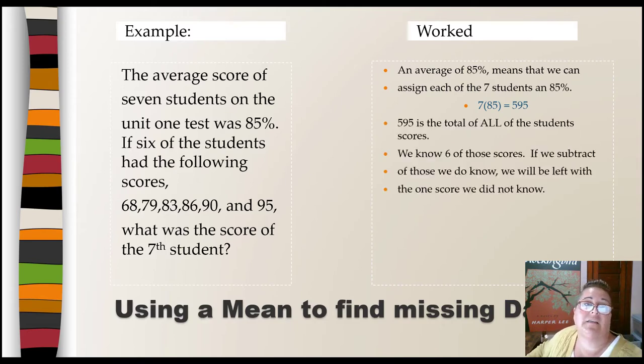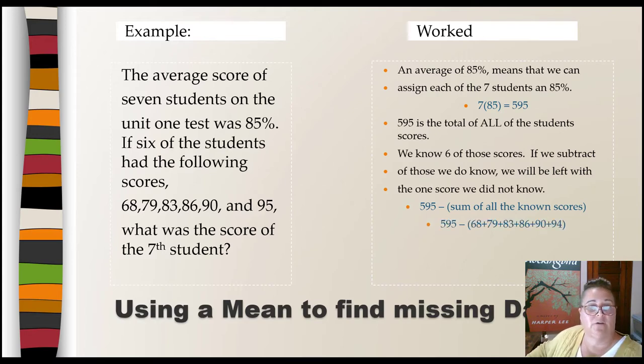I know 6 of those scores. So if I subtract off each one of the 6 I know, I'm going to be left with the 1 score I didn't have. So we're going to take 595, which is the total if everybody got an 85, and then subtract off all the scores I know. I can subtract them off individually, or I can add up all the known scores, find that total, and then subtract it off. So 595 minus the 501, which is 94. So the missing score here had to be a 94.